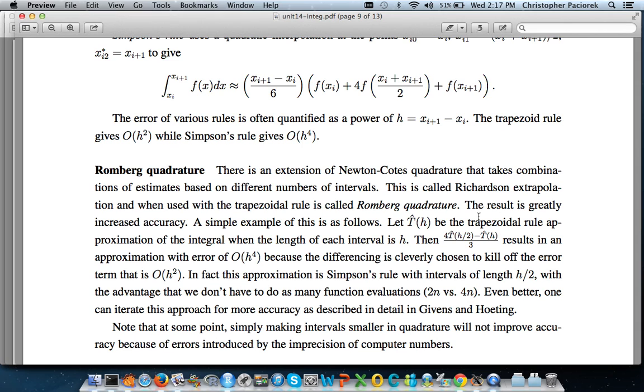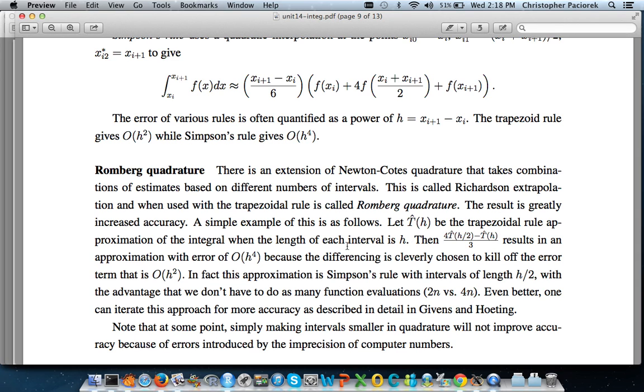These two terms cancel, so I've basically killed off the order of h squared error term, and all I'm left with is an order of h to the fourth term. So what we see is that my new estimator should be equal to the true integral plus an error that's order of h to the fourth. And that's just because I worked through the details of what the error functions look like and what they were in terms of functions of h squared and h to the fourth.